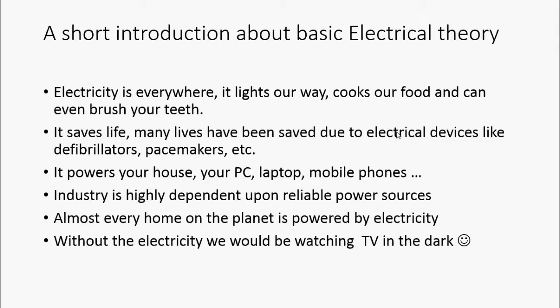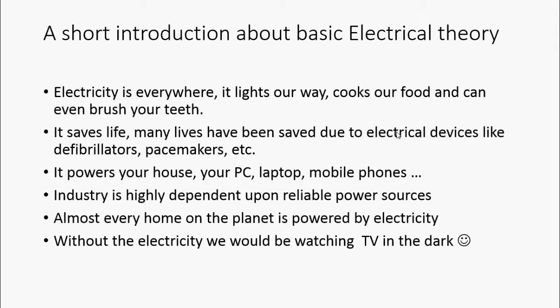A short introduction about basic electrical theory. Electricity is everywhere. It lights our way, it cooks our food, and can even brush your teeth. It saves lives. Many lives have been saved due to electrical devices like defibrillators, pacemakers, etc.